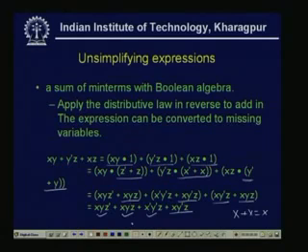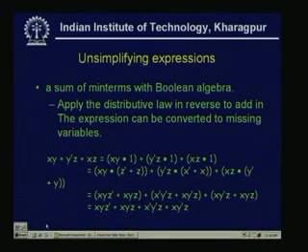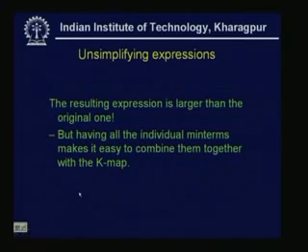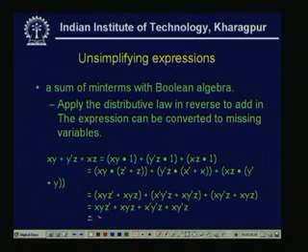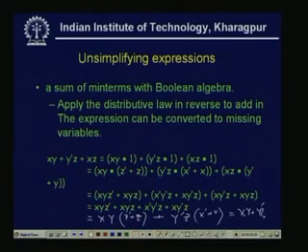Actually, we can do further simplification here. We can take xy common, say xy times z' plus z. Here we can take y'z common, then it is x' plus x. So what will happen? This becomes xy plus y'z. So, it is reduced to xy plus y'z.